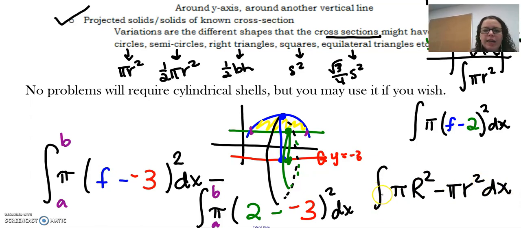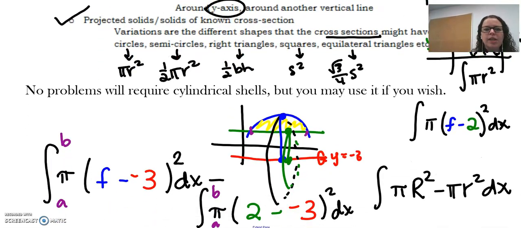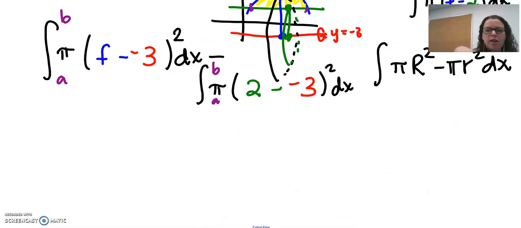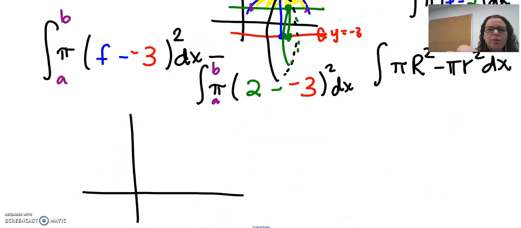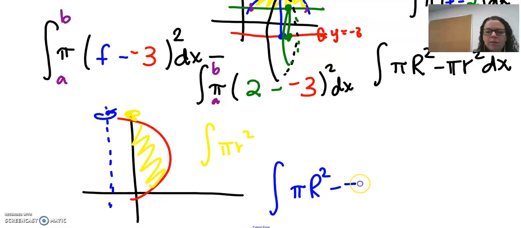The last thing then about rotating is we could go around the y-axis, which our setups are still the same. We're going to draw in our pictures and consider whether or not our area was butted up right against the axis of rotation, in which case you would just need pi little r squared, or if you were rotating around a line where the area is not butted up against, then you would need the integral of pi big R squared minus pi little r squared, because you'd be finding big volume, this should be dy, big volume minus little volume.